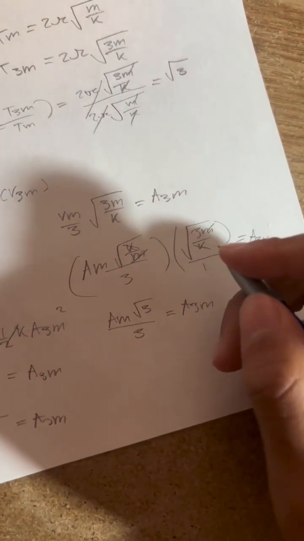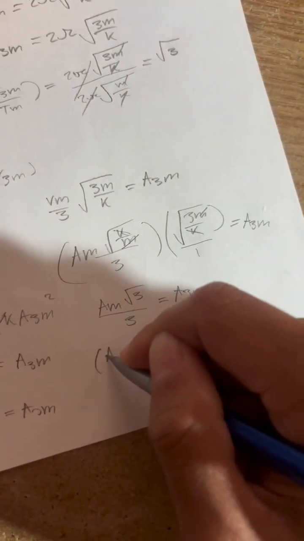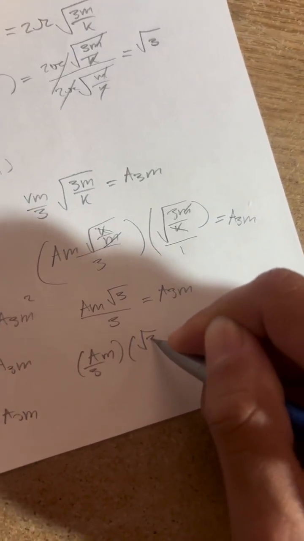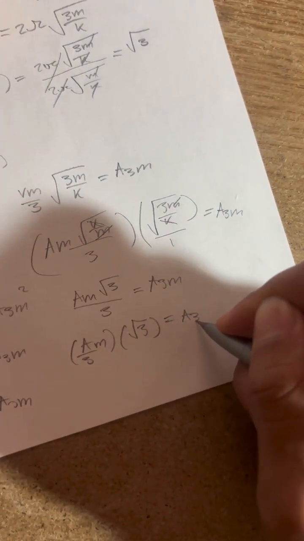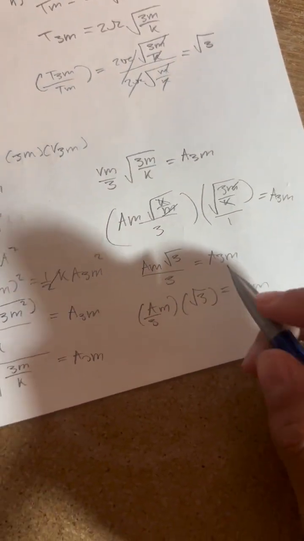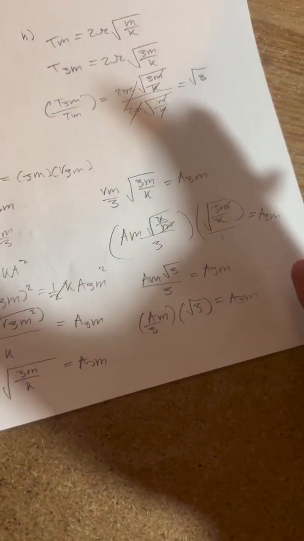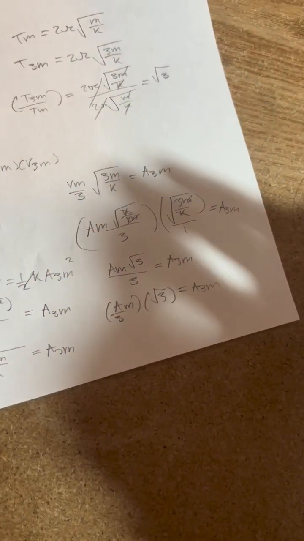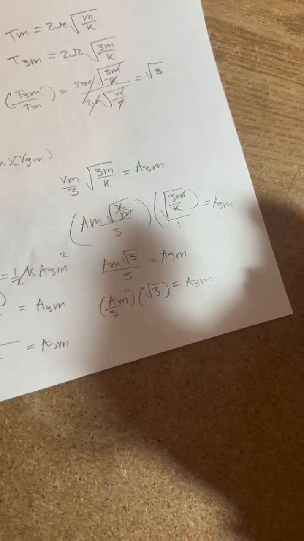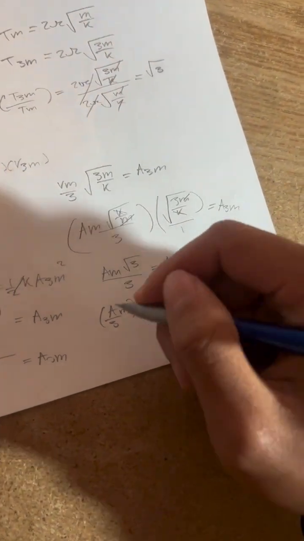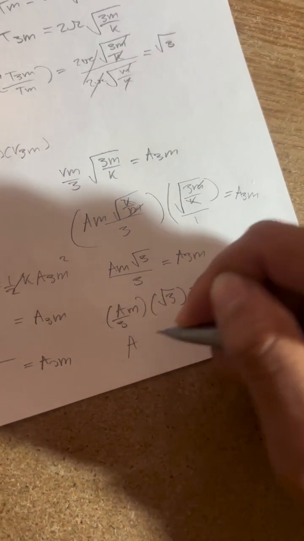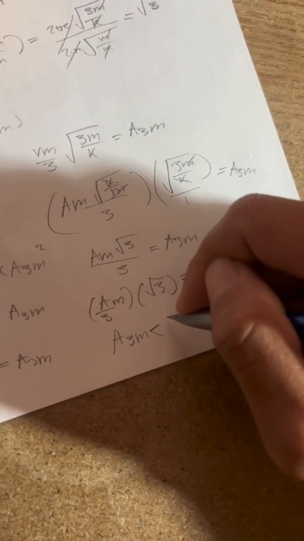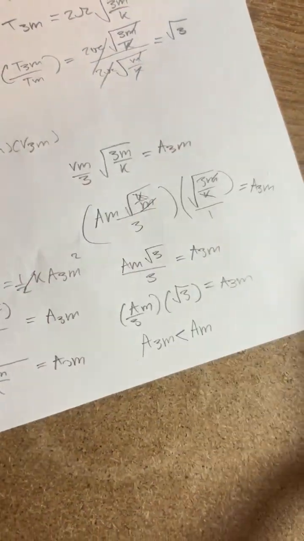And then if you want, we can spread it out so it looks easier to look at. Now rad 3 is around 1.7 ish, and dividing by 3 already means that it's smaller, so we can really just conclude that a3m is smaller or less than am.